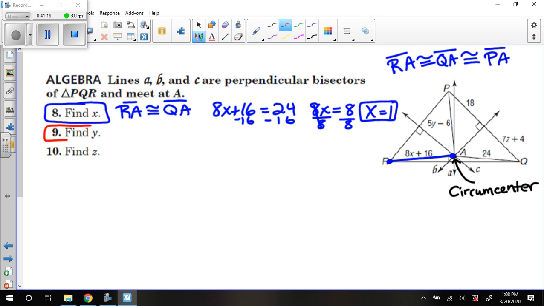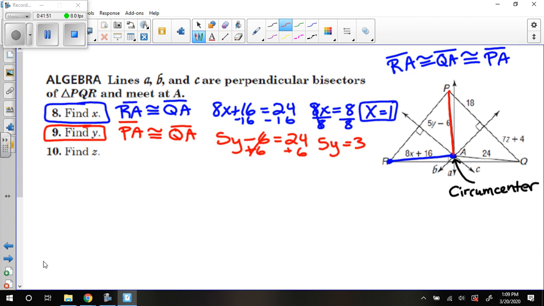Now I'm going to find y. If I highlight the segment that y is on, it is from P to A. We know from the relationship I wrote up at the top there that PA is also congruent to QA. So PA, 5y minus 6, is also equal to that 24. So I can add 6. We've got 5y equals 30. Divide by 5, so y is 6.